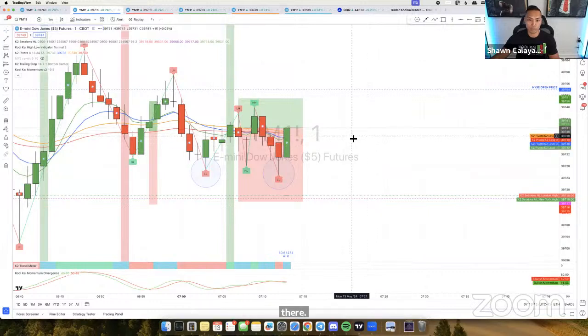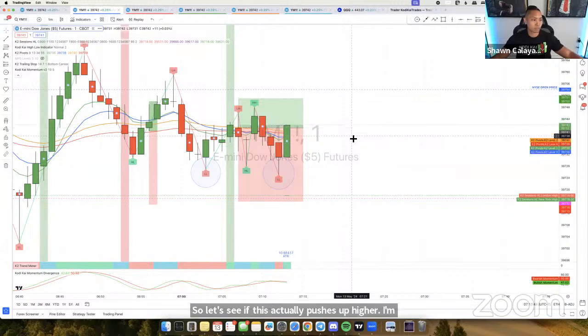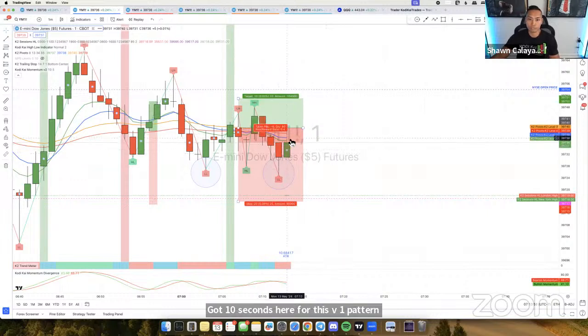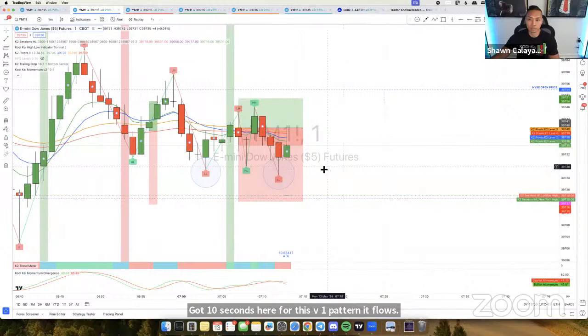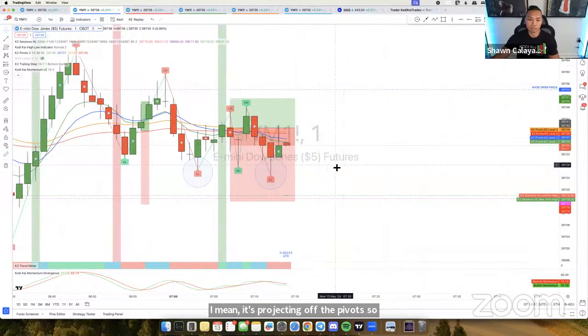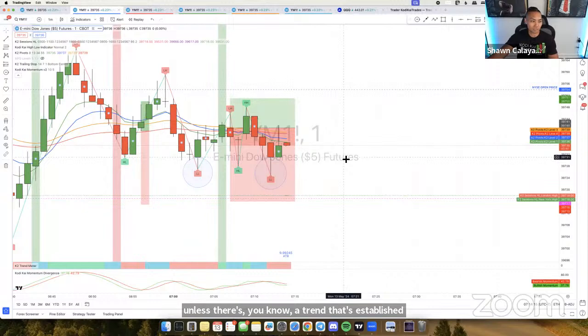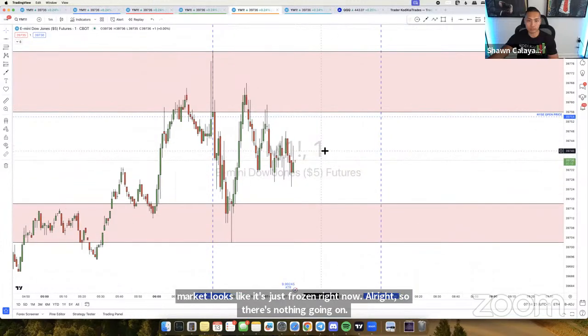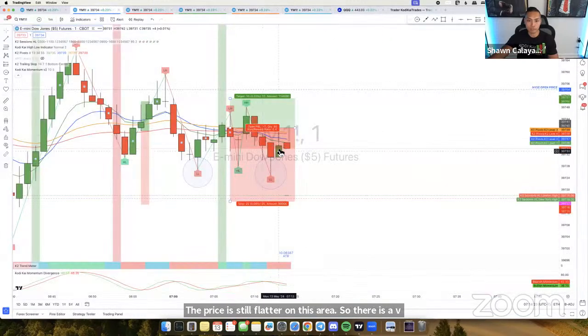So let's see if this actually pushes up higher from where it's at. Got 10 seconds here for this V1 pattern to close. I mean, it's rejecting off the pivots, so it's having trouble here. This also is setting up for a CB entry, but there's no trend, so you can't really take the CB unless there's a trend established here. The market looks like it's just frozen right now. All right, so there's nothing going on. Price is still flat around this area. Still, there is a V1 pattern there. There's a V1 and CB pattern right there.